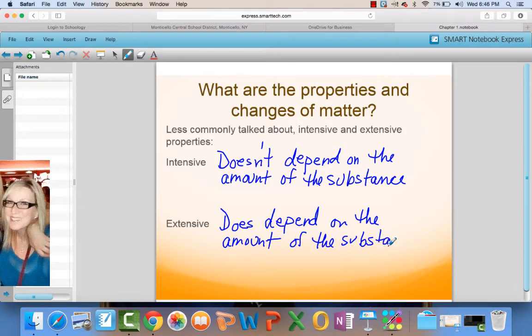For example, mass and volume. So your mass and your volume are going to change depending on the amount of substance you have. The temperature, the melting point of a substance, is not going to change regardless of how much you have. That would be intensive.